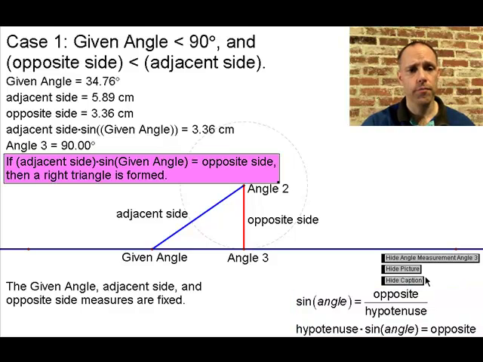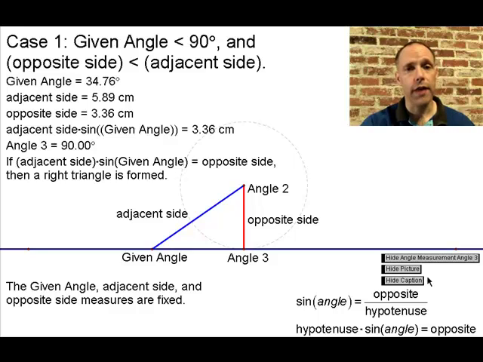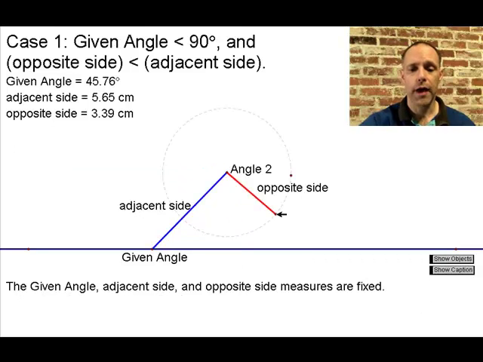So in our picture, if the adjacent side multiplied by sine of our given angle is equal to the opposite side, then a right triangle is formed. Now, in all of our cases, when we have an acute angle and our opposite side is shorter than our adjacent side, we're going to be comparing the opposite side to this product of the adjacent side and the given angle. In this situation, we'll have exactly one triangle, and that triangle is a right triangle.